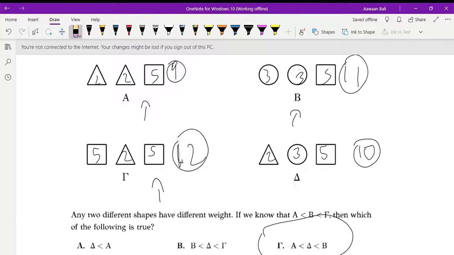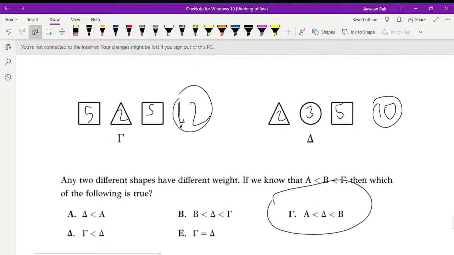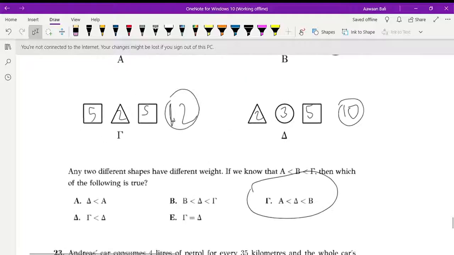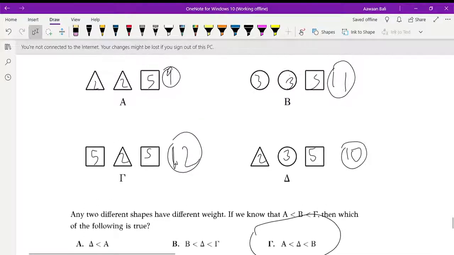But before we do that, normally it helps to substitute values. Here I substituted the triangle as 2, the square as 5, and the circle as 3. Or you could use common knowledge. So basically I get the sums as 9, 11, 12, and 10. Now when it says delta is smaller than alpha, that is wrong, because delta is actually bigger than alpha, 10 is bigger than 9.